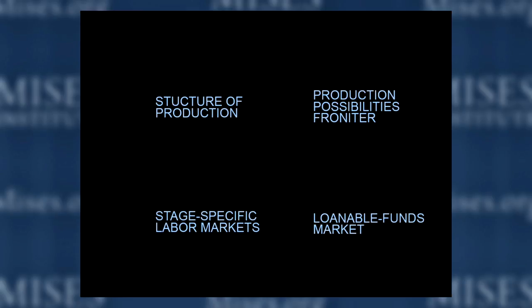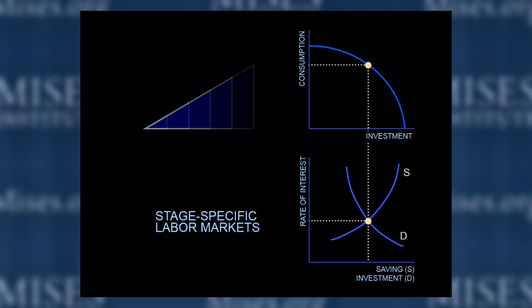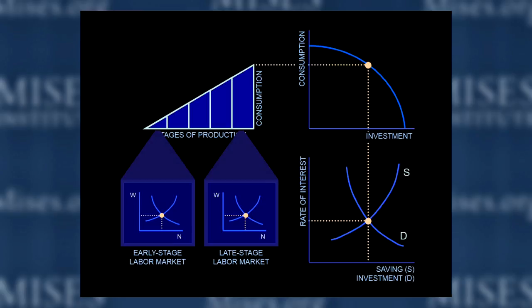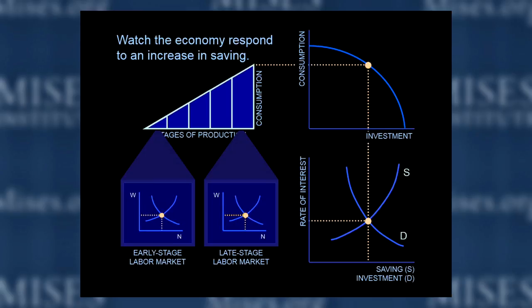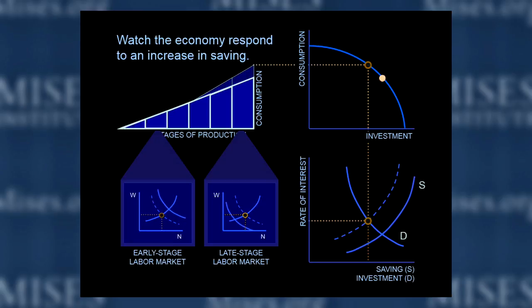Now, we've got it all together here. Loanable funds market, production possibilities frontier, structure of production, stage-specific labor markets. Looks like that, okay? So now watch the economy respond to an increase in saving. And you can see it's poetry in motion, I think, would be the right word. But here it goes, and I'll do it a couple of times. Okay, so you don't get Keynes sliding into depression. You just get market mechanisms work like market mechanisms are supposed to. And that's it. I'm going to show this again, if only because it took me a long time to make it look right. So there it goes, okay.